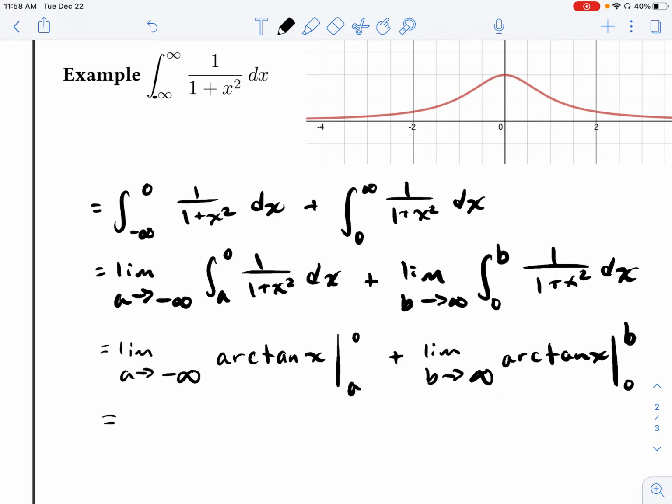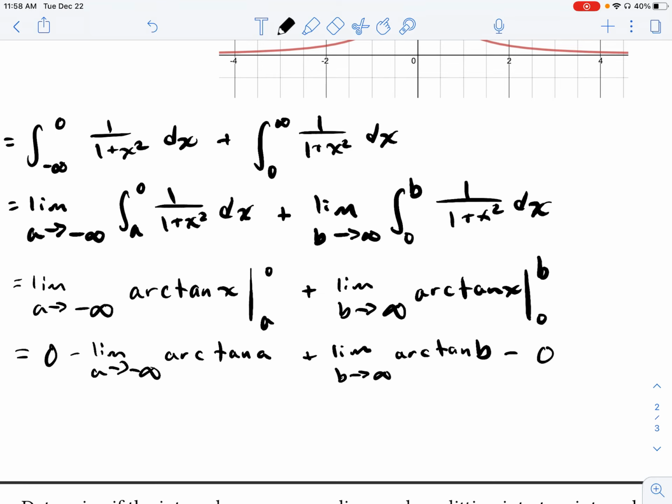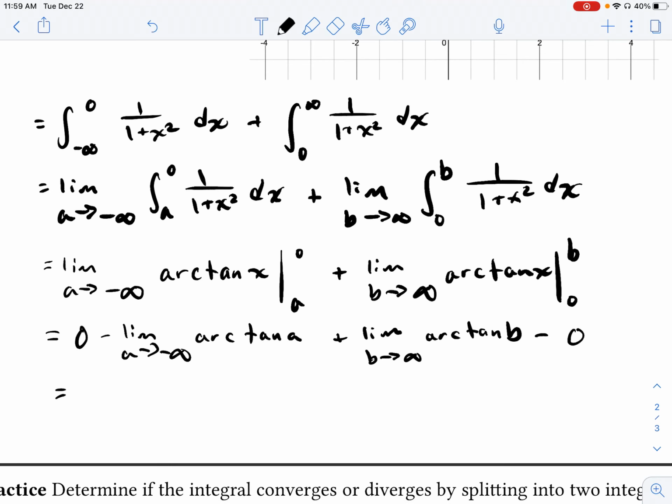Okay, so if we plug in 0, the arctangent of 0 is just going to be 0. If we plug in a, that's where we're going to need our limit. So we're going to need to find the limit of arctangent of a. And if you want, you can just skip that step too and go straight into evaluating the limit, but I'm going to write them all out. The limit as b approaches infinity of arctangent of b minus the arctangent of 0, which we know is 0. Okay, so this is just effectively 0 minus the limit as a approaches negative infinity.